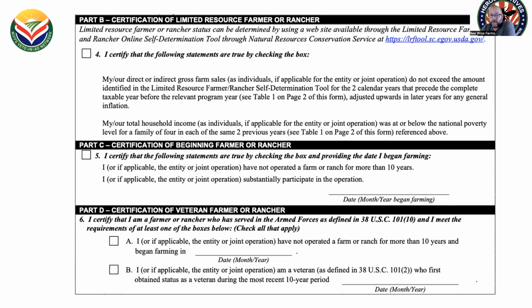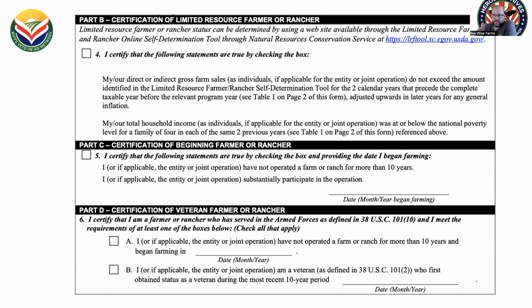Armed Forces. What USDA did in the 2018 Farm Bill is they put sunset clauses on what it means to be a veteran when working with USDA. And now, let's look at the two choices. I have not operated a farm or ranch for more than 10 years and began farming in. So that question right there, A, is getting at if you're a beginning farmer or not. It's the same thing with Part C. They're basically asking you, when did you start farming? So if you've been farming for more than 10 years, that means that you are not a beginning farmer again.